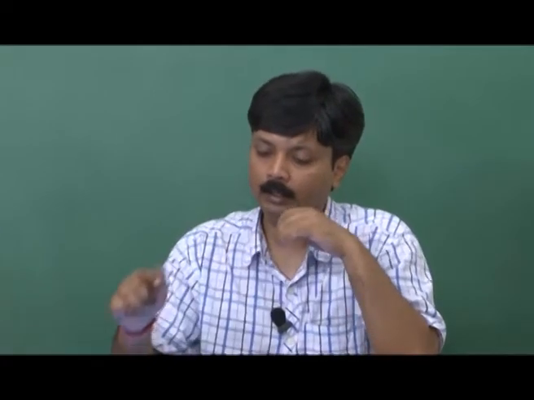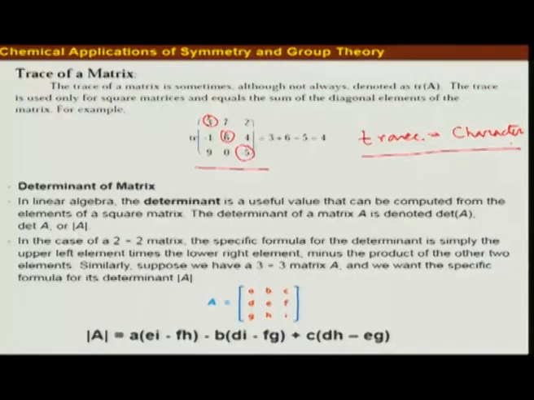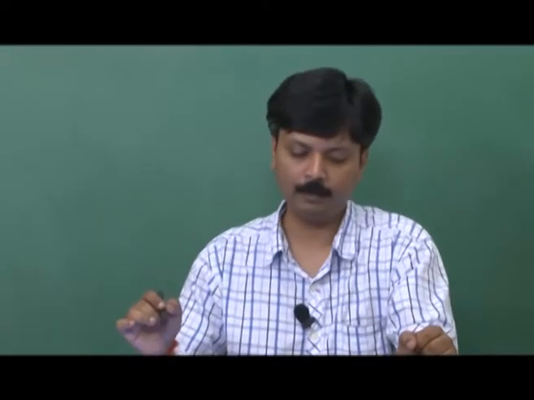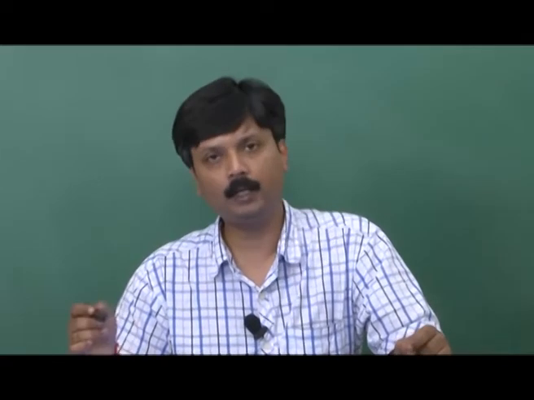So this trace, in the context of group theory, we will be using the term character. Okay, but till now we will just stick to this terminology until we go to the representation of group, and we will also learn there why this trace is called a character. Okay, but for your information, you should know that this trace will actually be acting as the character of any representation. Very well. And one more thing I would like to mention here is about the determinant of a matrix.